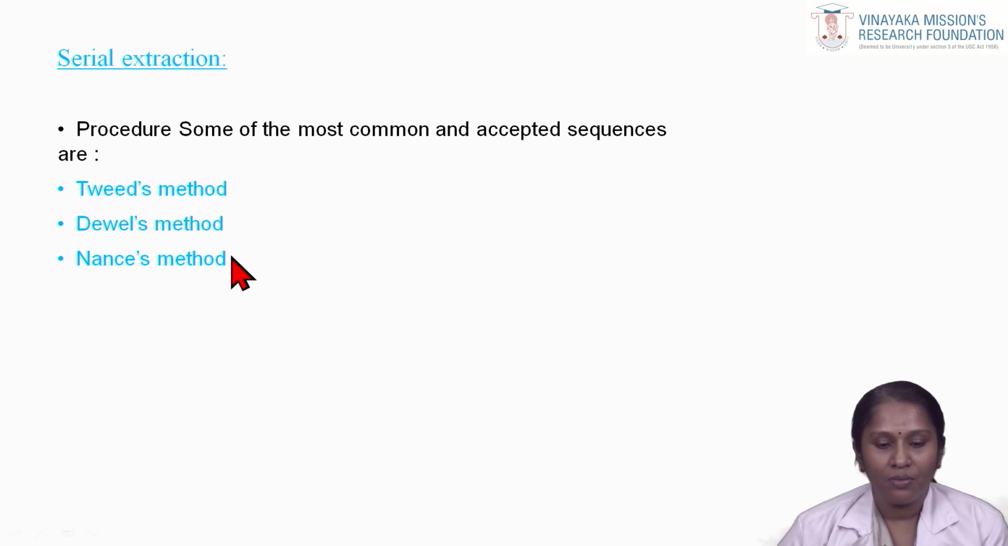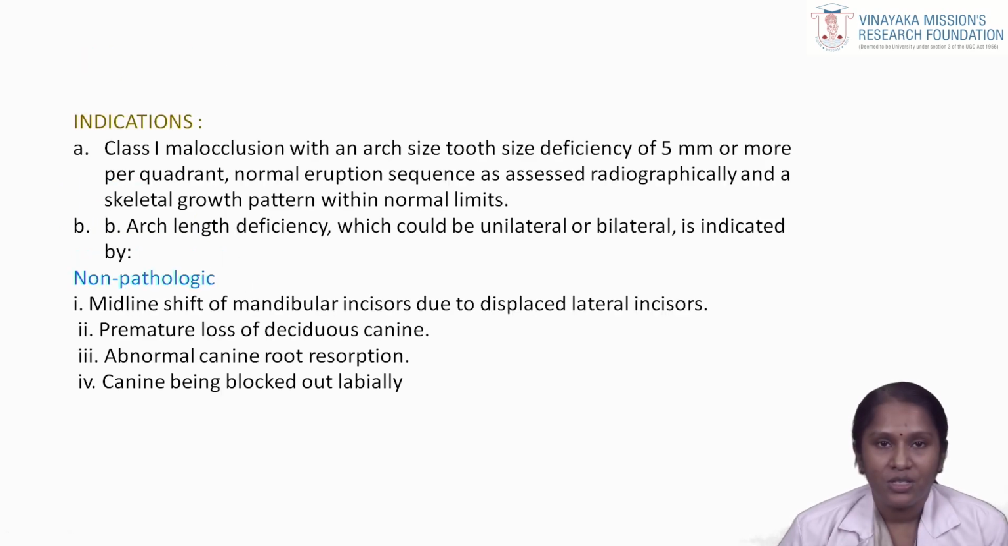Now we are going to see the indications, the cases in which we can do serial extraction. In case of class 1 malocclusion with an arch size, tooth size deficiency of 5 mm or more per quadrant, normal eruption sequence as assessed radiographically, and skeletal growth pattern within normal limits. The second one is if there is any arch length deficiency, which could be unilateral or bilateral.